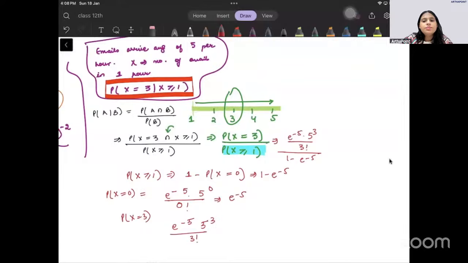Any doubts? Anyone, any doubt? प्लीज आस्क, ये आएगा एग्जाम में. This is very common question in exam.